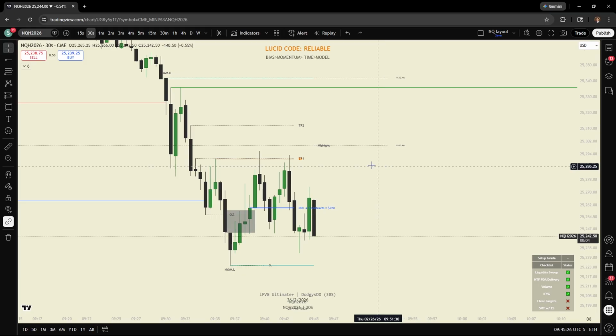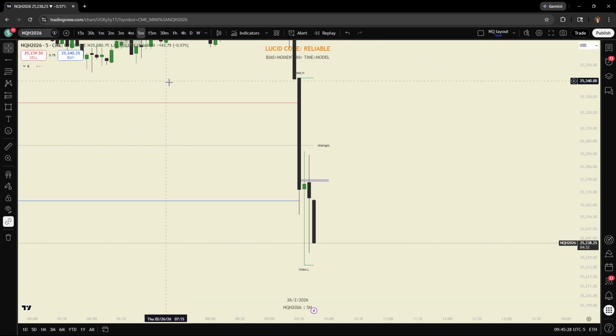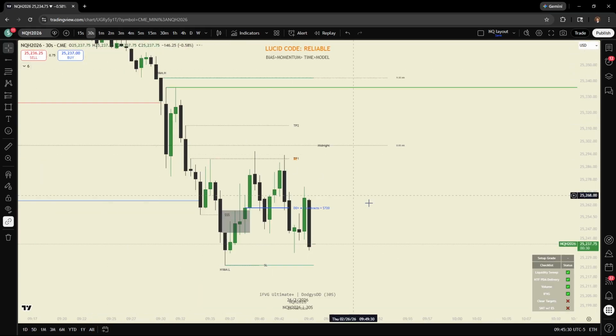Yeah, that's a good point. Equilibrium with the 5 minute, but now I think we just need to wait for time. When we expect reversals in the morning, we should see those between 9:50 and 10:10. So maybe that's what we're waiting for.